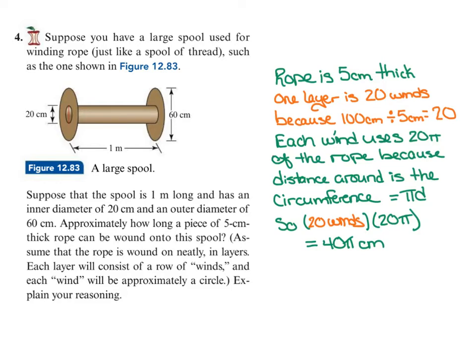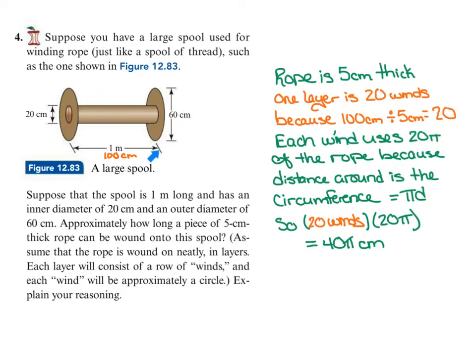Approximately how long a piece of 5 centimeter thick rope can be wound onto the spool? So if we look at 1 meter, that's the same as 100 centimeters if we want to at least have everything in the same units. So a rope that is 5 centimeters thick, one layer, if I keep going around the whole thing, would be 20 winds, because 100 centimeters divided by 5 centimeters, because that's the thickness of the rope, gives me 20 winds.